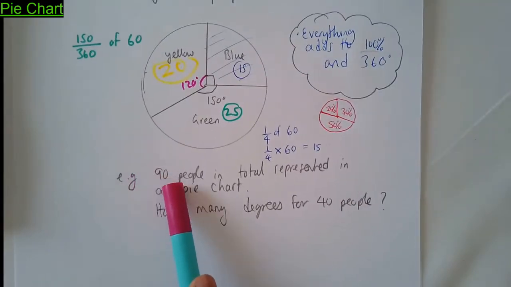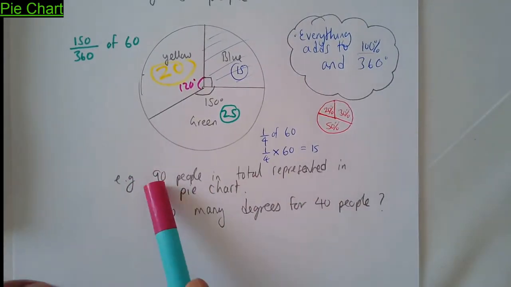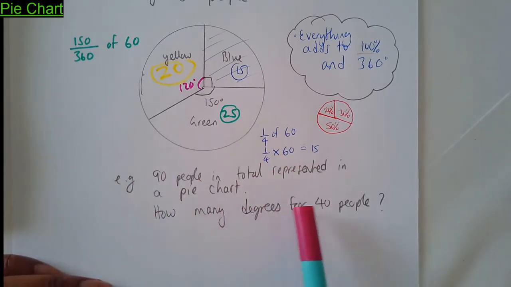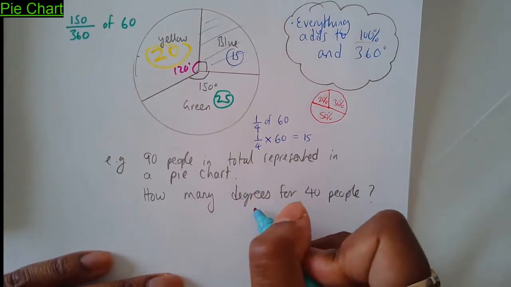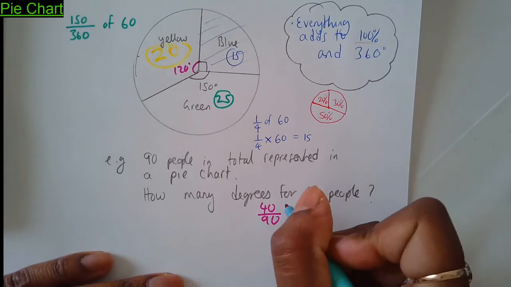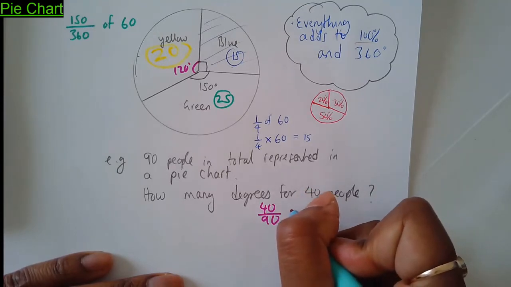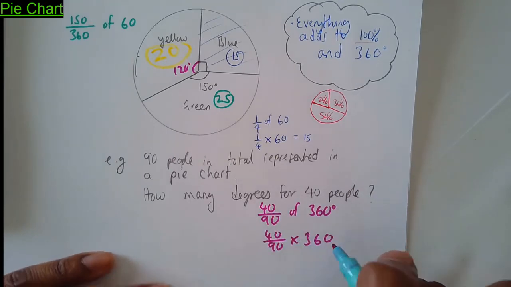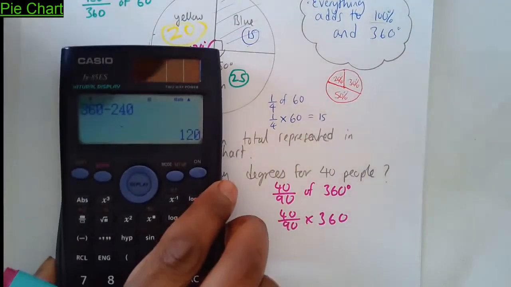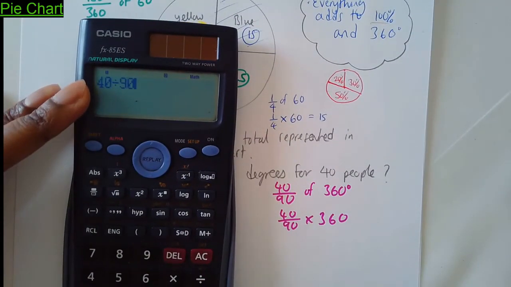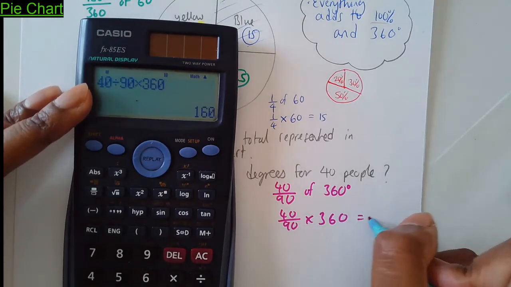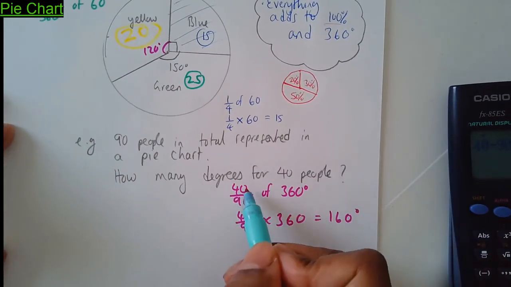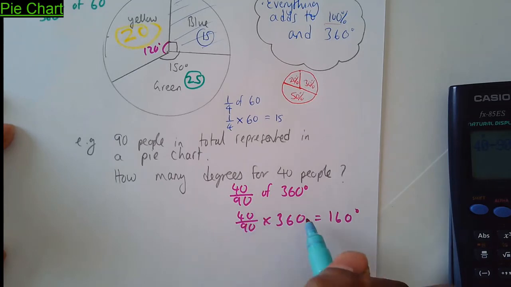Here's a separate example. 90 people in total represented in a pie chart, a different pie chart. 90 people represented in the whole pie chart. How many degrees for 40 people? For 40 people, that's 40 out of 90 people of 360 degrees. So 40 divided by 90 of 360 degrees is 160 degrees.